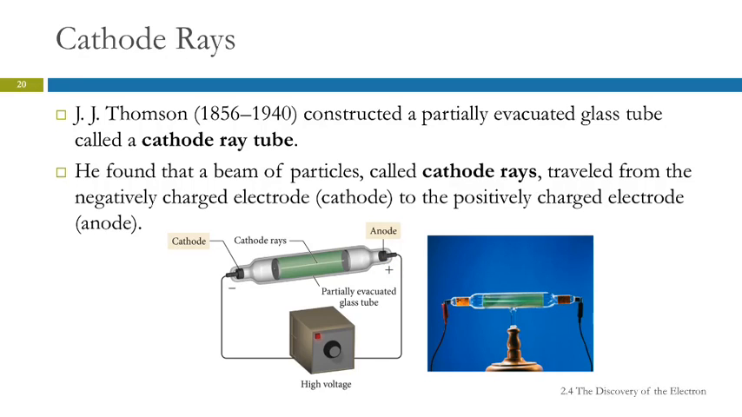And he found that a beam of particles, which he called cathode rays, would travel from the negatively charged electrode, which is called the cathode, to the positively charged electrode, which was called the anode. And he called them cathode rays because they started from the cathode. It looked like they were shooting out from the cathode. And so here's a photograph of a cathode ray tube. And this beam here is those electrons. They didn't know what they were.